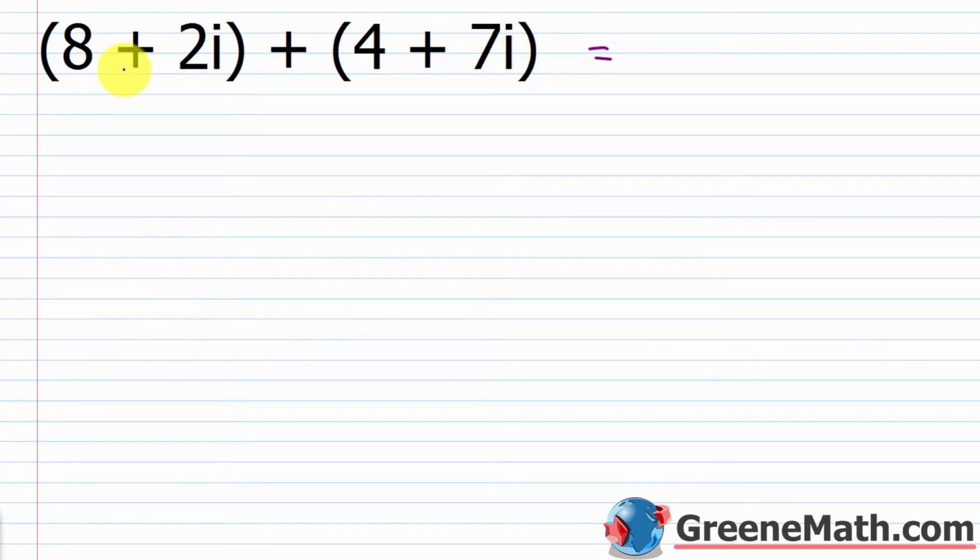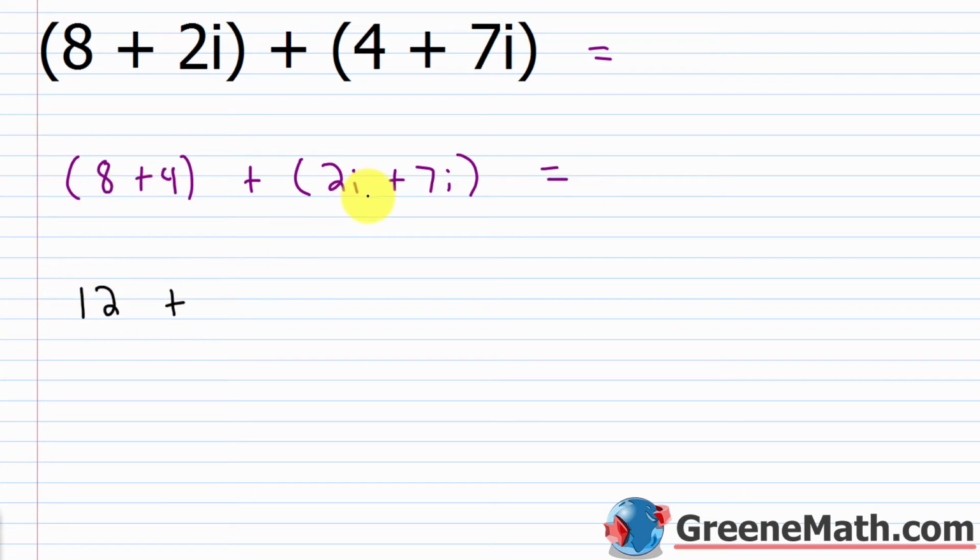So I have 8 plus 4. Let's group that together. 8 plus 4. And then we have 2i plus 7i. I can't combine 8 and 2i together, okay? That's not going to work. It's just like trying to add 8 and 2x. What we do here, just to make this completely clear, we add 8 and 4, that's 12. And then for this guy, 2i plus 7i would be 9i.